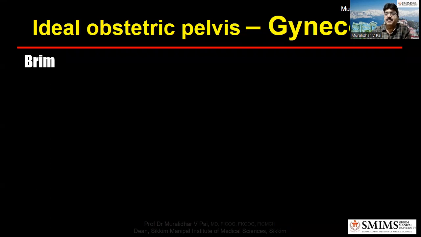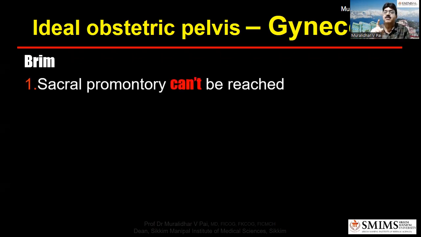So coming back to the brim, we are not actually measuring anything. Qualitatively we can say whether the brim is adequate or not. So when you do a PV, if you can easily touch the promontory, that means it is beaking inside, isn't it? So if it is round, you cannot touch the sacral promontory. So the first point is that sacral promontory cannot be reached. That's the first thing. I hope it's very clear. If you can touch, it means the sacrum is jetting into the inlet. So that is not good.